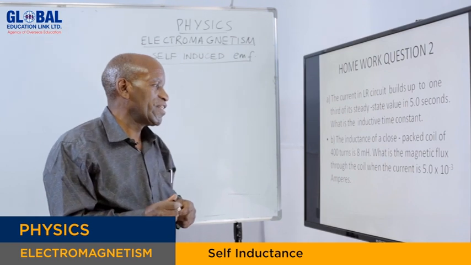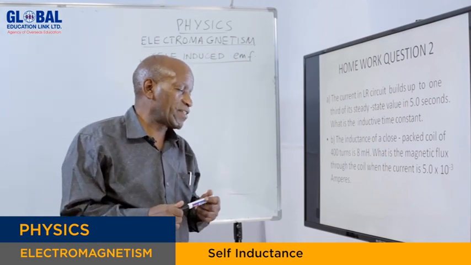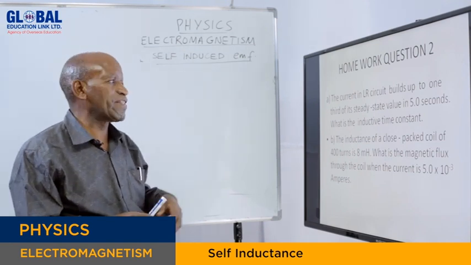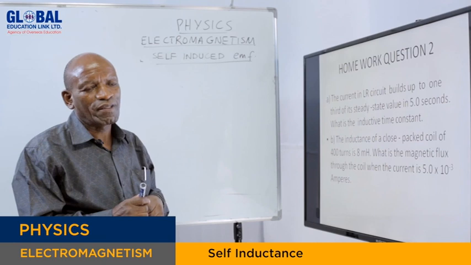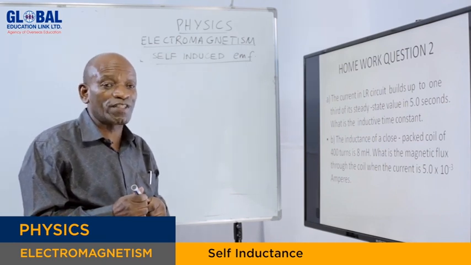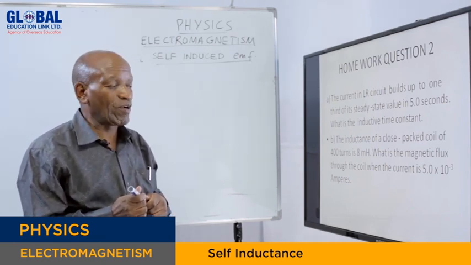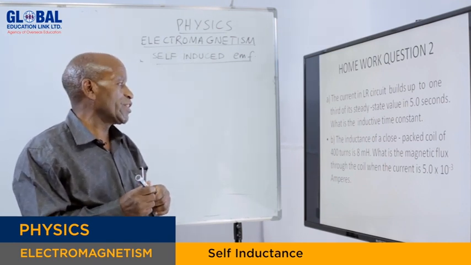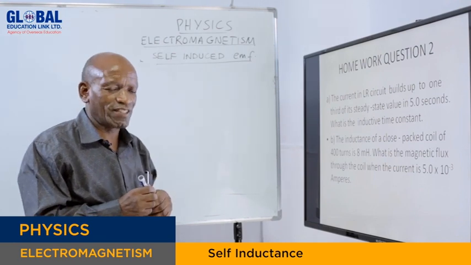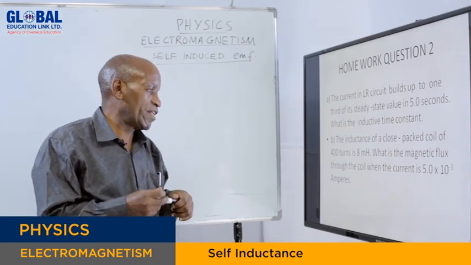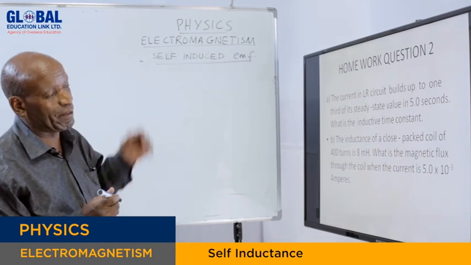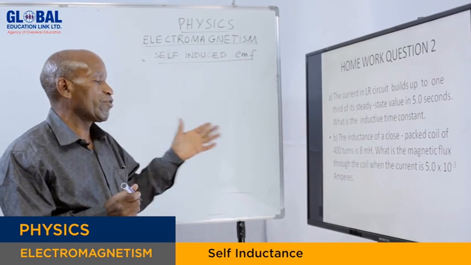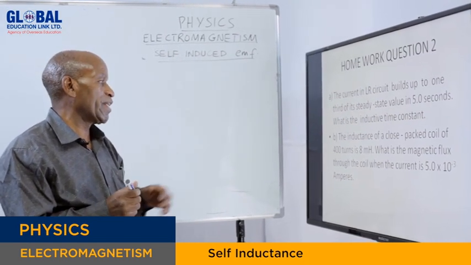The first question, as I'm giving it to you as homework, remember, is the circuit that contains an inductor and a resistor. As we have already seen from the first model question we just solved, you need to refer to that particular formula to determine the inductive time constant, which really comes from the formula L over R. Through that, you can compute and obtain the inductive time constant.